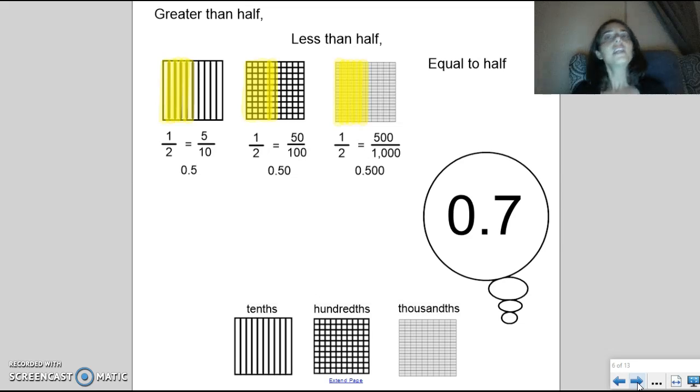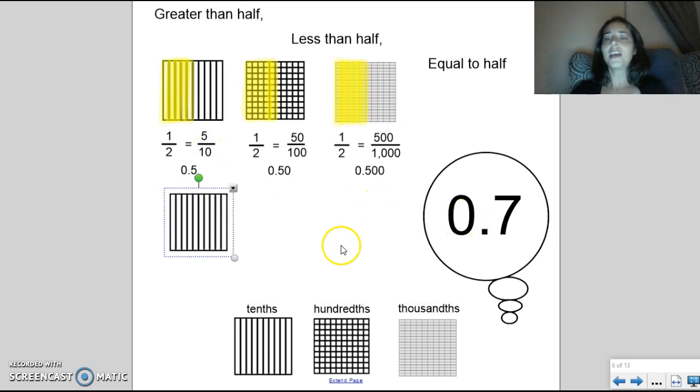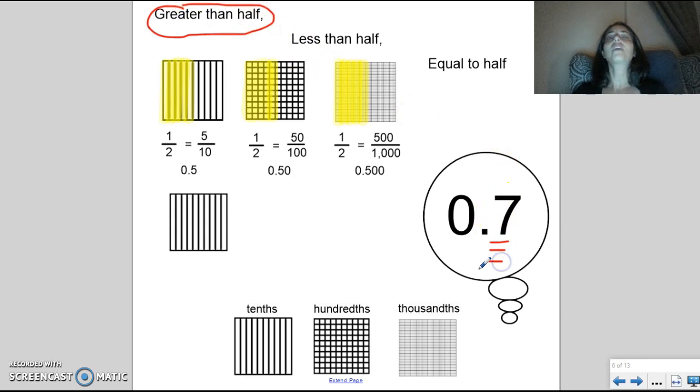So if we take a look at this one, it says 7/10. So I'm going to go ahead and grab the tenths frame. And I know, based on what we talked about, that it takes 5 out of these 10 pieces to make exactly half. Well, with 7/10, I don't have 5 out of 10. I actually have more than 5 out of 10. I have 7 out of the 10. And since 5 out of the 10 would be exactly half, if I have 7 out of the 10, then I would have greater than half. So 7/10 actually represents an amount greater than 1/2 of that object.